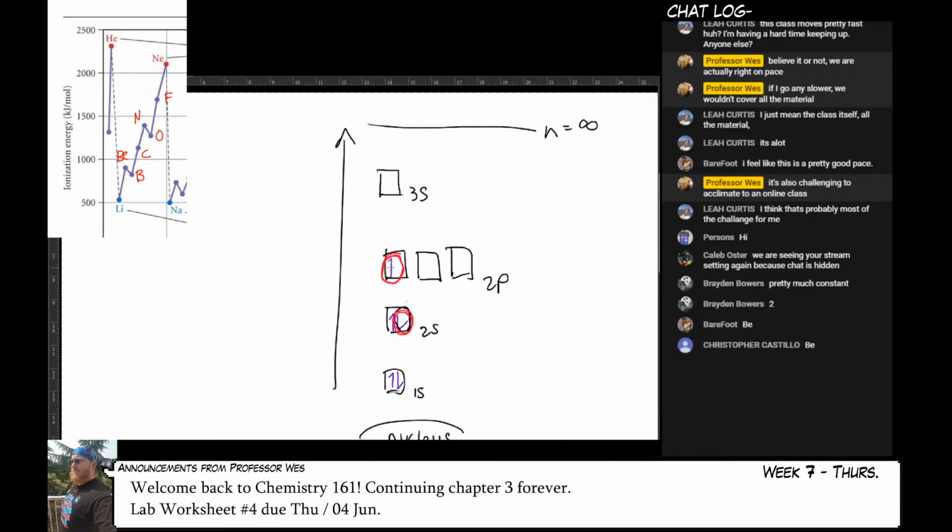It's harder to ionize beryllium because it takes us more energy to get it to n equals infinity. And the reason for that is because boron is the first element that the electrons go into 2p for. And 2p is higher in energy than 2s. So it must be easier to ionize 2p.